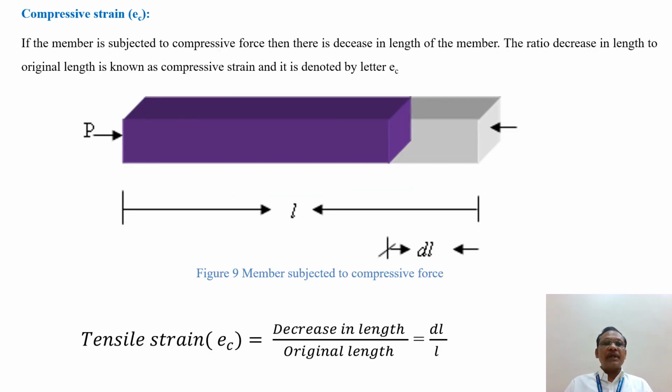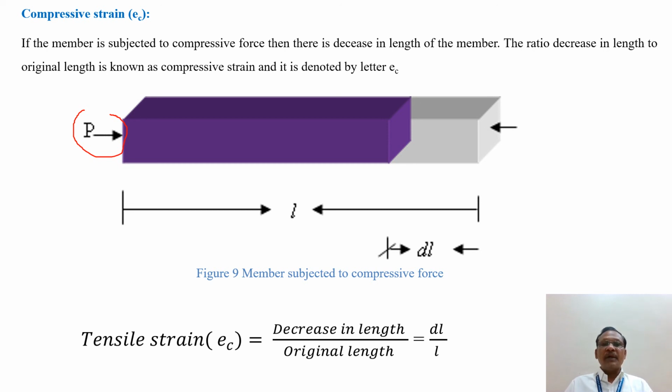The next type of strain is compressive strain. If the member is subjected to a compressive force, then there is a decrease in the length of the member. The ratio of decrease in length to original length is known as compressive strain, and it is denoted by the letter small e.